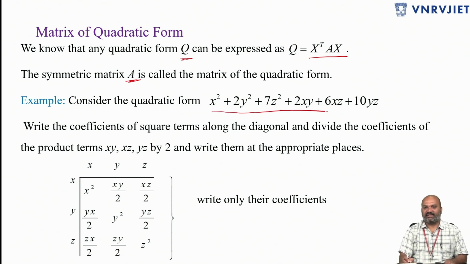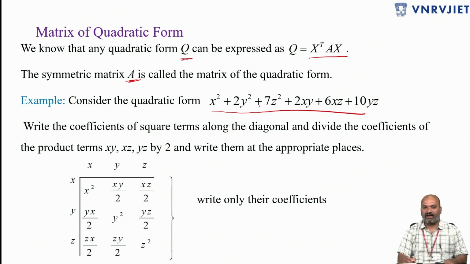Okay, consider this one. Say x square plus 2y square plus 7z square plus 2xy plus 6xz plus 10yz. Now, how to write the matrix if the quadratic form is given? First, remember the square terms, the coefficients we have to write. Square term coefficients are diagonal elements.